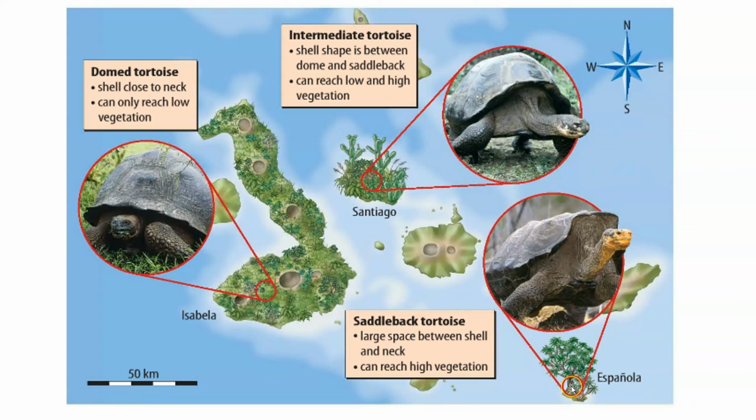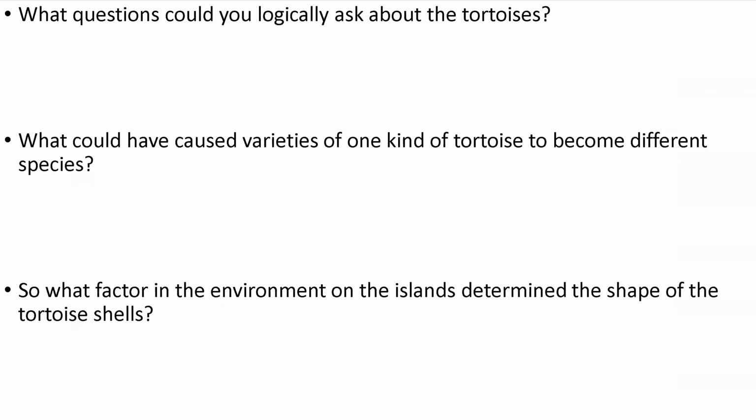On Espanola, all the vegetation is really high. So what Darwin realized is that if you look like the dome tortoise, you're not fit in that environment. You're not going to survive and reproduce as well as the saddleback tortoise, because the saddleback tortoise can reach those high plants. And so Darwin was thinking about these processes and these thoughts.